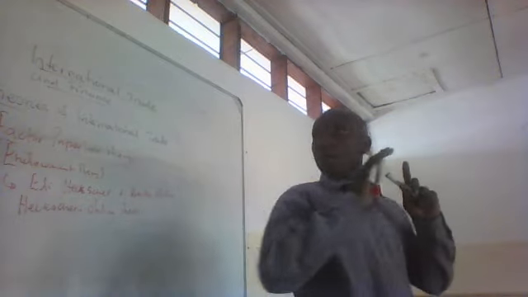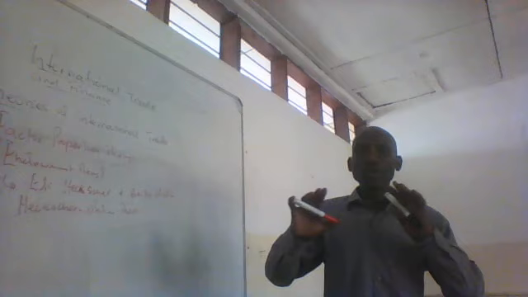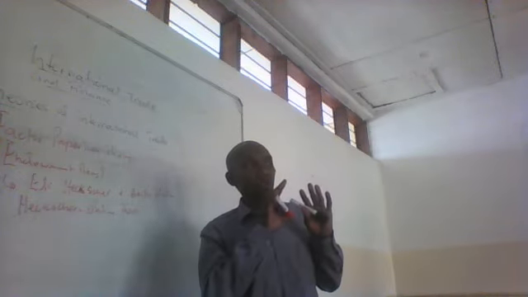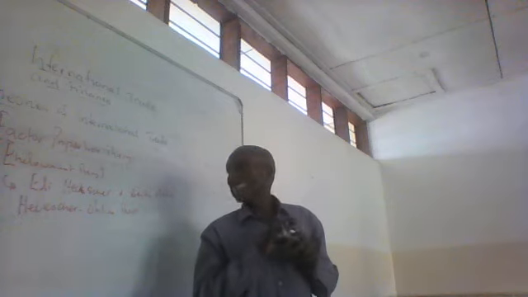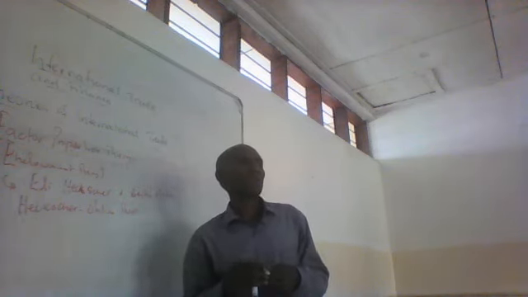Anything to do with the Heckscher-Ohlin theory, when we talk about the factor proportion theory, or the endowment theory. What is this theory all about?